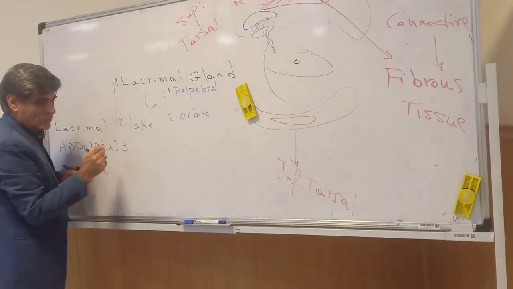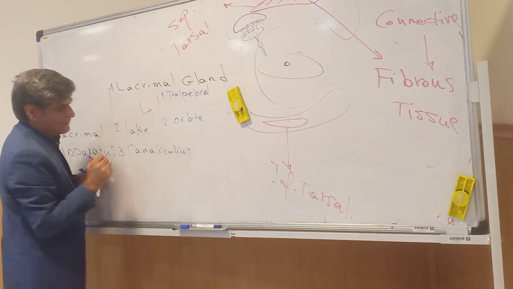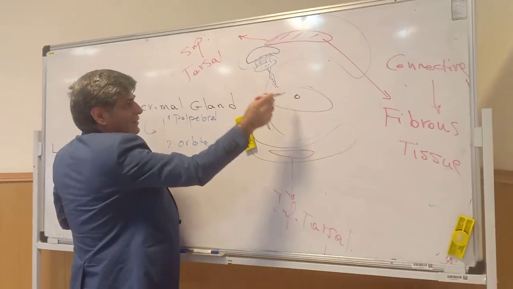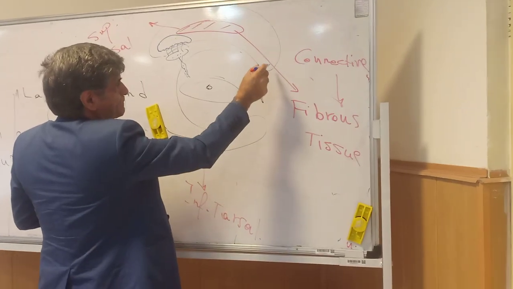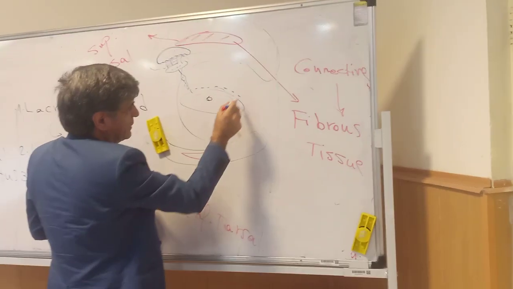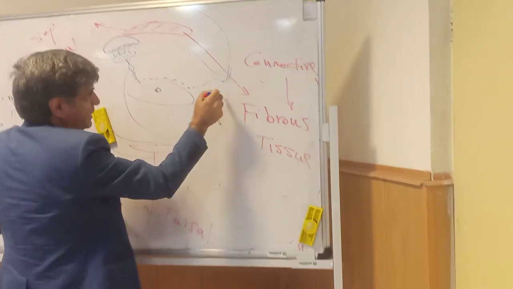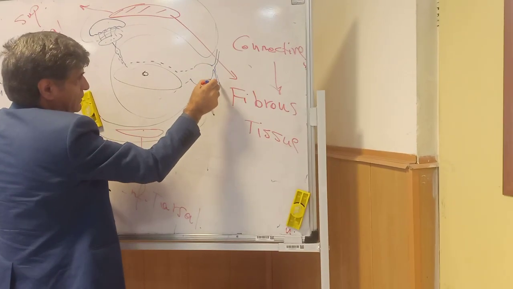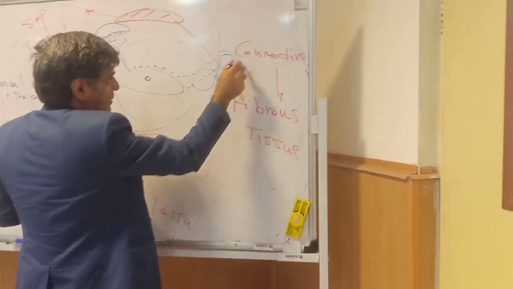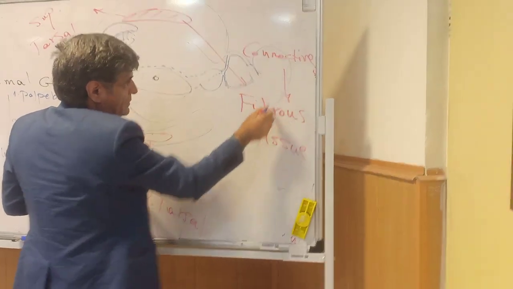Okay, and so canaliculus. What's the meaning of canaliculus? Smallest canal. Okay, smallest canal. Secretion passes through. Superior canaliculus and inferior canaliculus. Okay, and the lacrimal sac.